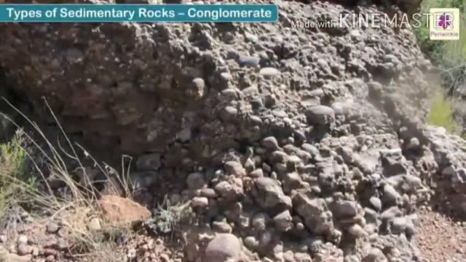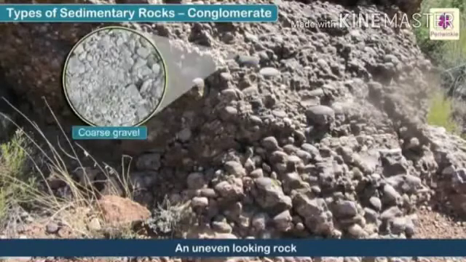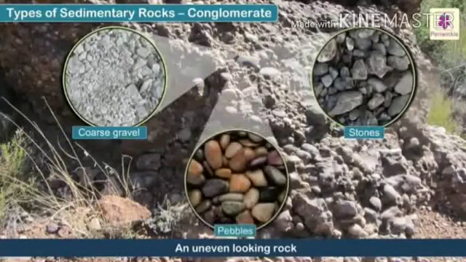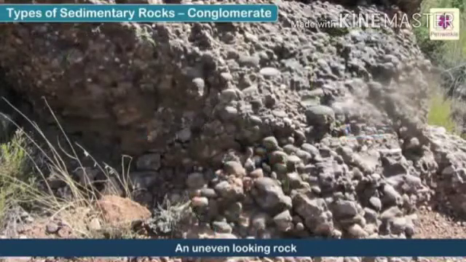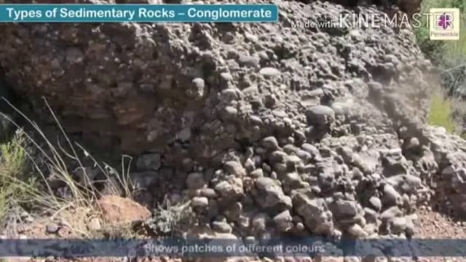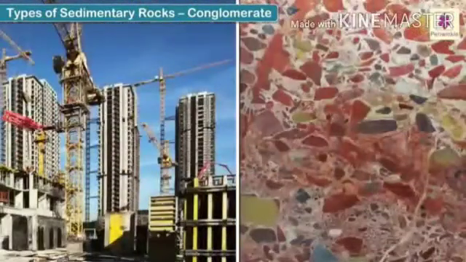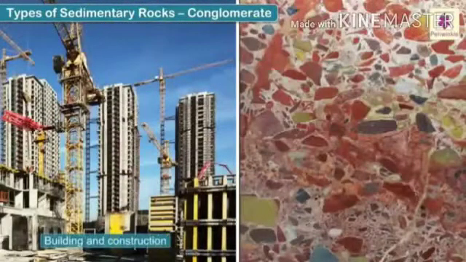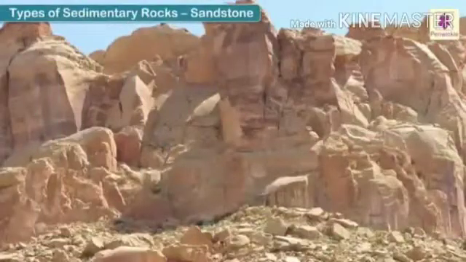Conglomerate. This rock consists of coarse gravel, stones and pebbles which solidify into an uneven looking rock. It shows patches of different colors. It is also used in building and construction, and for decorative tiles.